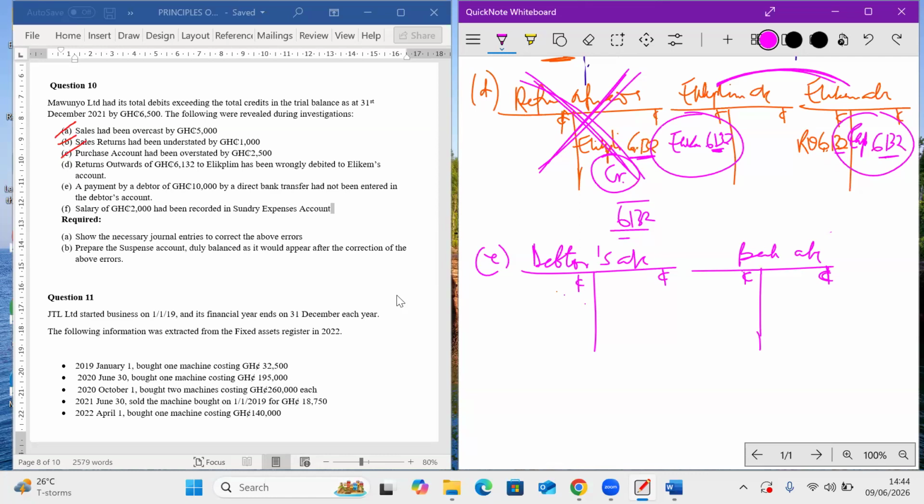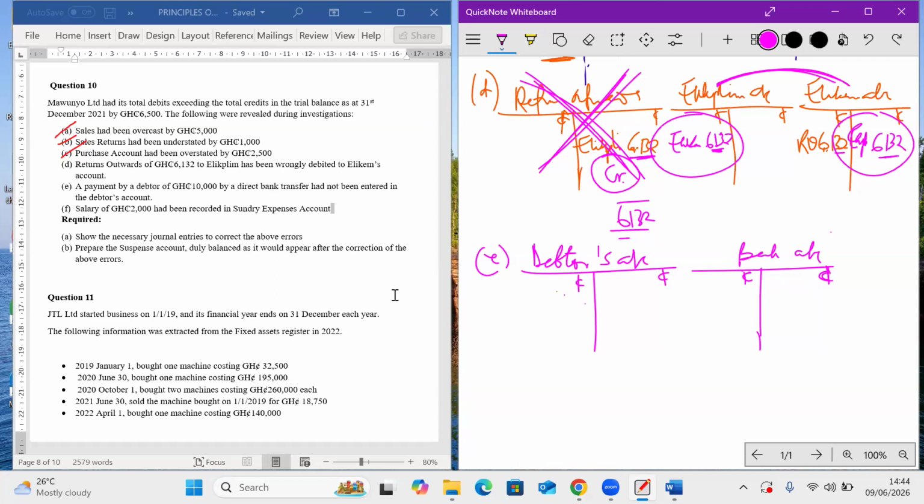Record the entries per the transaction. Yes, who will help us? Let someone also speak. Yes, what are the entries? Read it carefully. A payment by a debtor of 10,000, right, by a direct bank transfer had not been entered in the debtor's account.